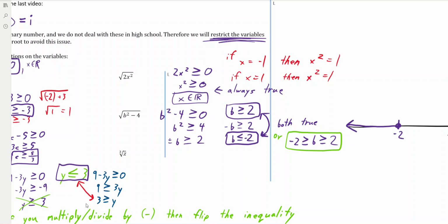So in this example, is there any restriction on the variable? Well, no, there is not, because anything inside a cube root doesn't have that problem. So because this is a cube root, the inside can be negative. And that is an interesting fact here.